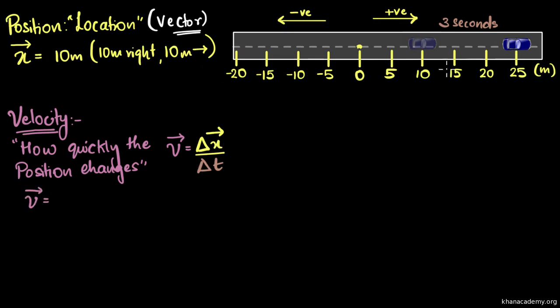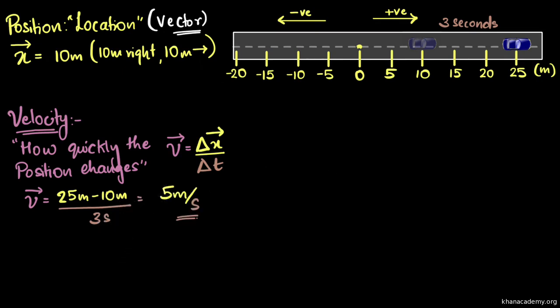what is the change in position? Well, it was here to begin with, it went here. So from 10 to 25, the position has changed by 15 meters. How did I get that 15? Well, I just did 25 minus 10, right? So I did 25 meters minus 10 meters. That's the change in position. Divide by the time taken, which is 3 seconds. So 25 minus 10 is 15. 15 divided by 3 is 5 meters per second.